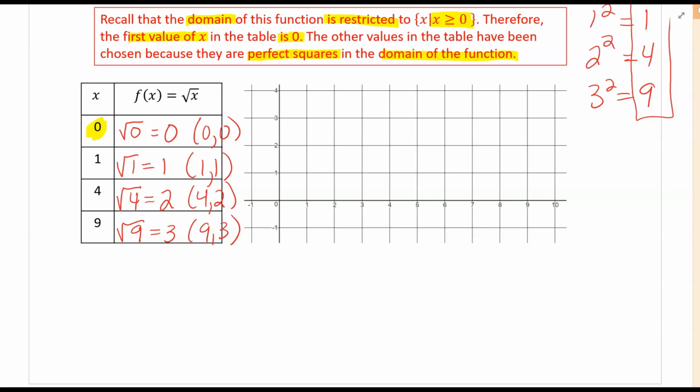So those are going to be my 4 key points. I have 0, 0, 1, 1, 4, 2, 9, 3. These are the key points for square root functions.